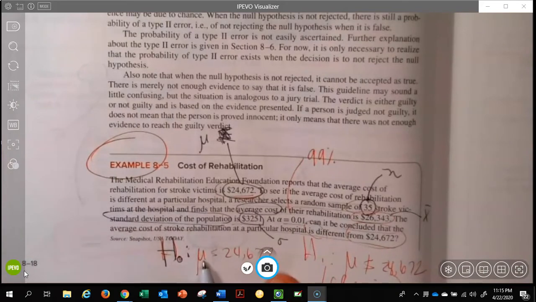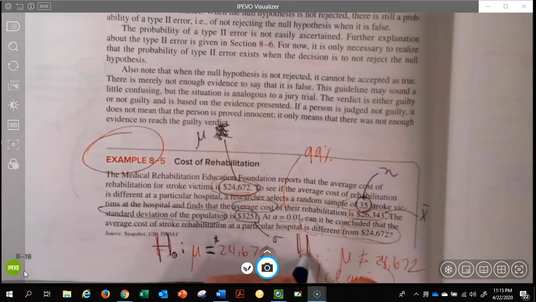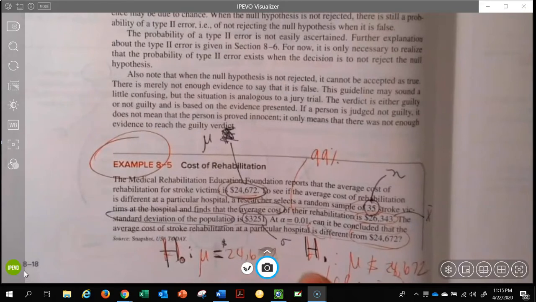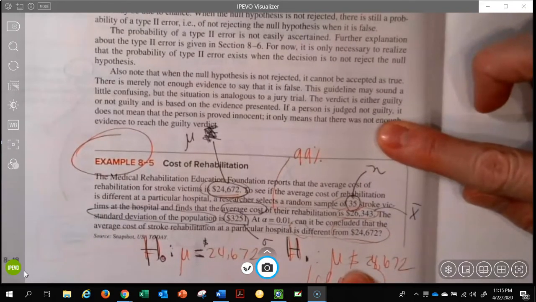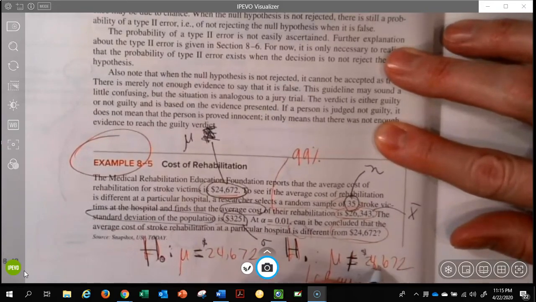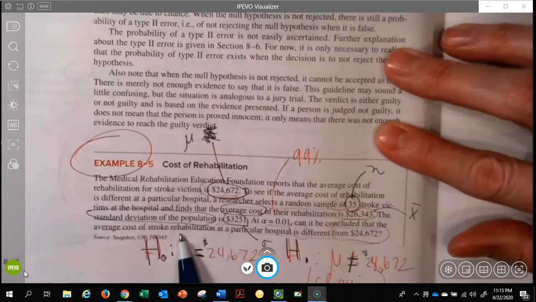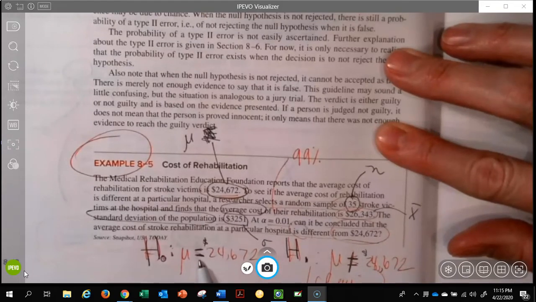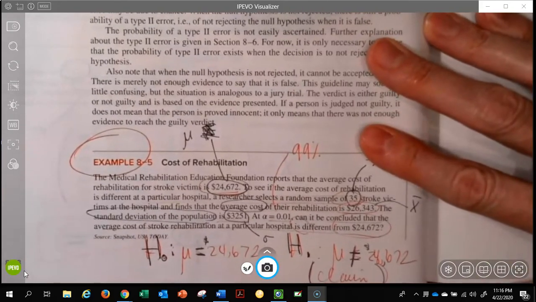So here we go. The null hypothesis, we're saying our mu is $24,672. It's always going to be the equal one. But we're saying that our alternative, our H1, or sometimes it'll be H sub A, our alternative hypothesis, is mu is not that. And if it's not that, it can be higher or lower, but it is not the 24,672. And that is our claim. They are looking to see if this particular hospital is different. Different is not the same. Different is this one. So we have to designate this is our claim.